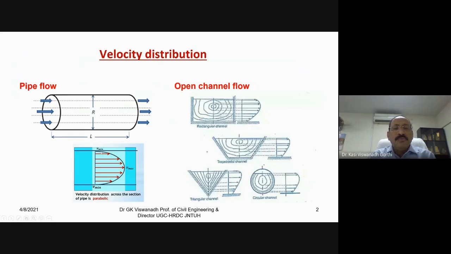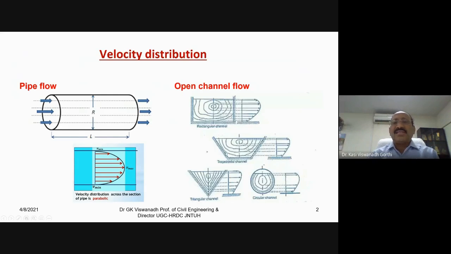In the case of pipe flow, at a given section the maximum velocity occurs at the center. But in all these open channel sections, the maximum velocity is not at the center. Also, it is not at the top, that means it is not at the free surface either. Slightly below the free surface, the velocity is maximum, for trapezoidal, similarly for triangular and similarly for circular. So this is the difference in the velocity distribution between open channel flows and pipe flows.